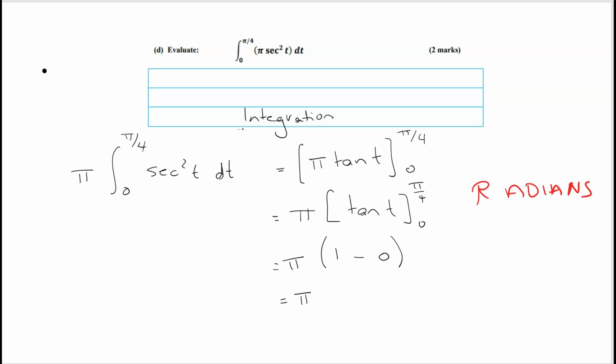Some of you put it as 3 point whatever in decimals, that's fine, but you're getting a mark for the integration and you're getting a mark for the answer. So you could have had a decimal equivalent, to 3 significant figures, remember.